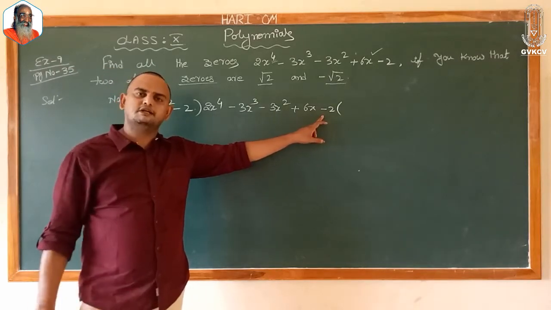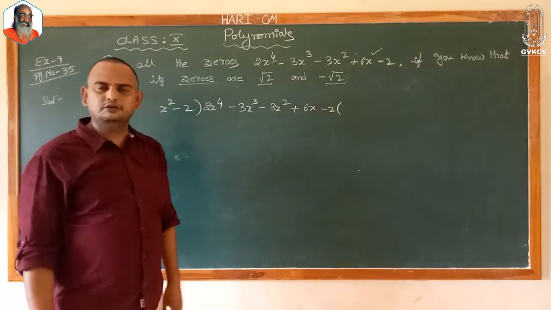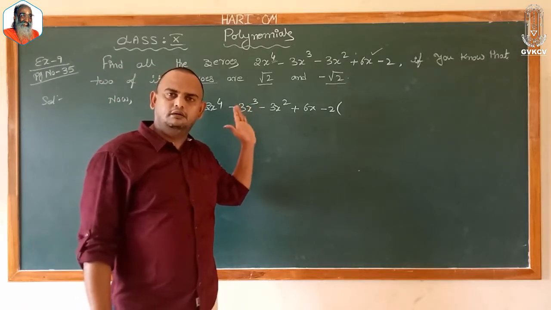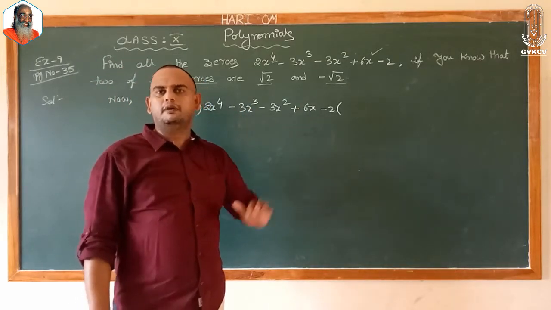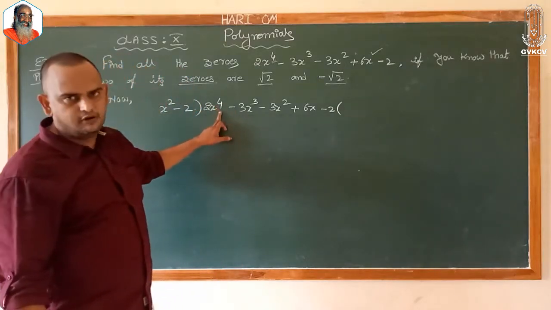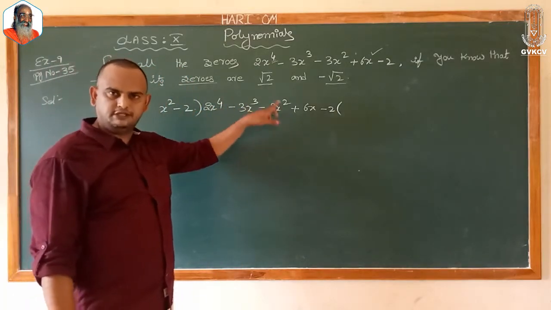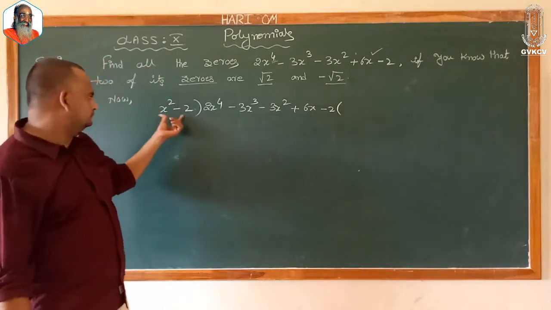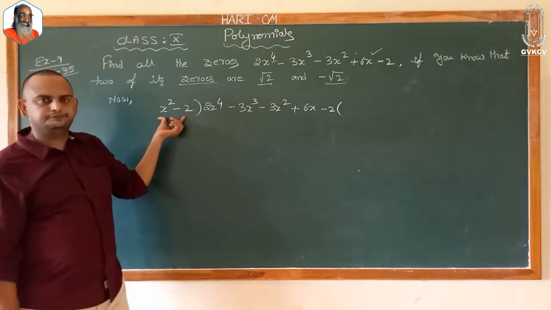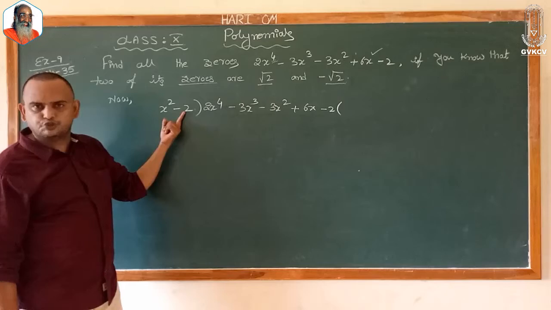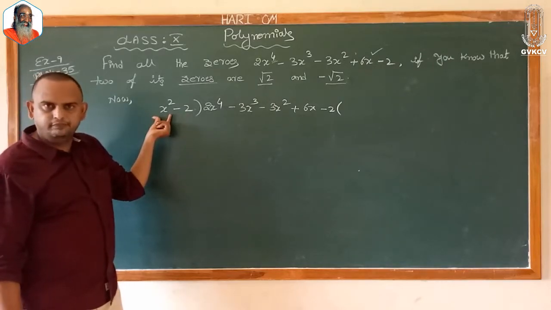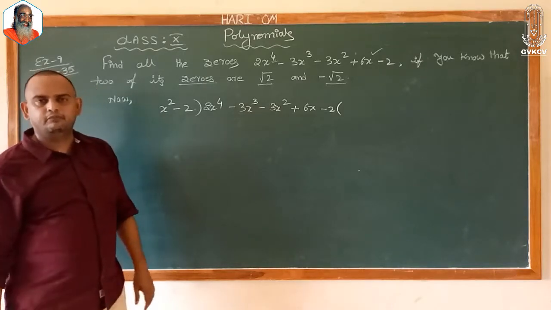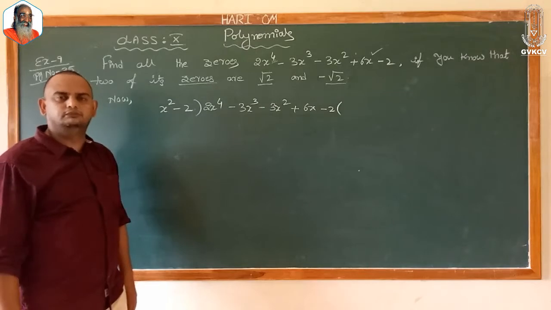As I told you in our previous class, before going to apply the division, first we should check the divisor and dividend whether they are complete polynomial or incomplete polynomial. Here I have x power 4 term, next x cube term, next x square term, next x term, next constant, which is a complete polynomial. Whereas the divisor, when you will observe, I have x square minus 2. I have x square term and I have a constant. In between, I don't have the x term.